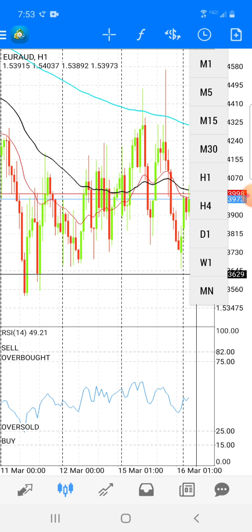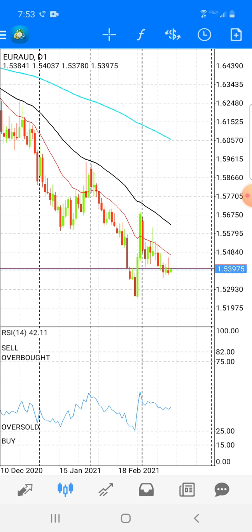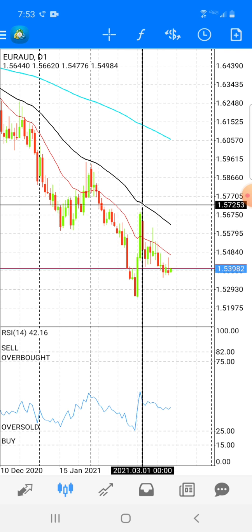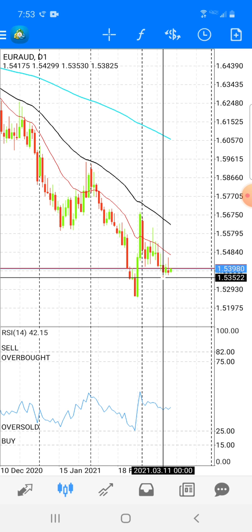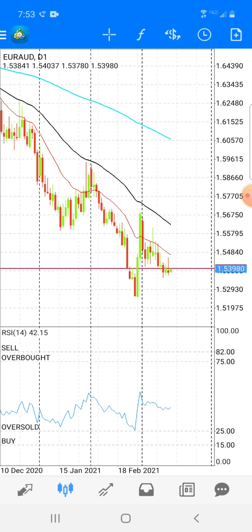Okay, let's go to the daily to confirm. Respecting the 20. Okay, respecting the 20. Looks like it broke the 20 here, then it rejected and it came down. Okay, that's on Euro AUD.